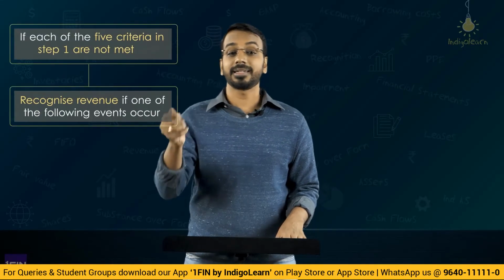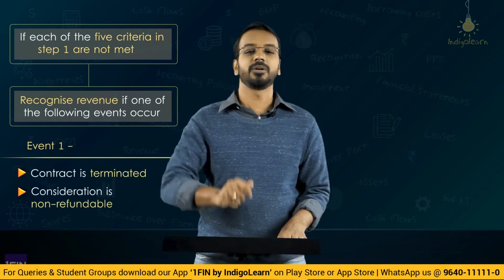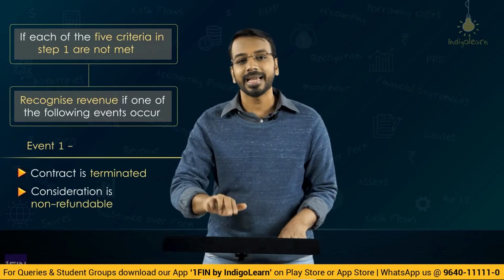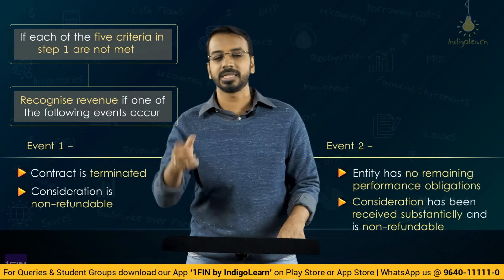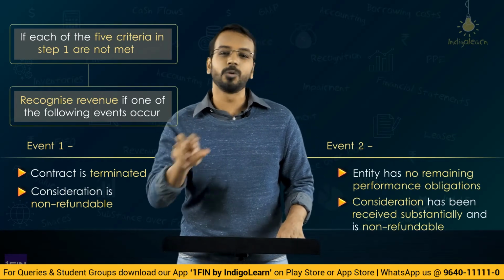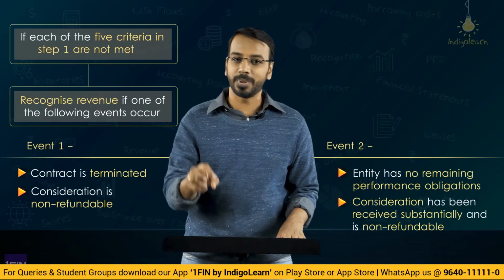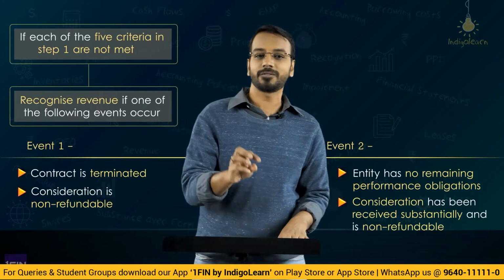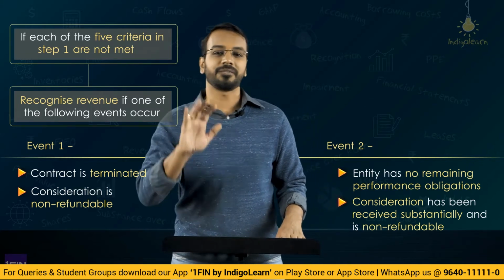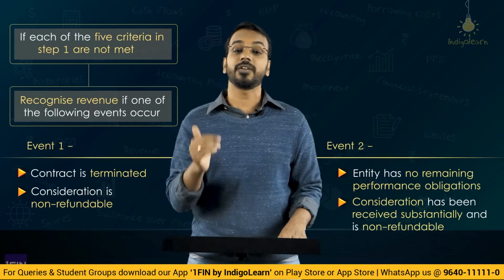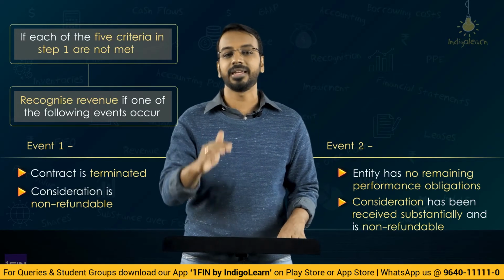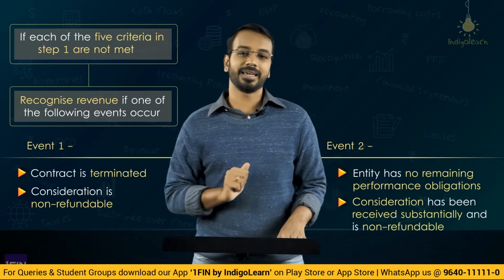Now here what you need to understand is, if any of the criteria under step 1 are not met, meaning to say the gateway itself has failed, the gateway is not yet opened, even then an entity can recognize revenue if the contract is cancelled and the amount received from the customer is non-refundable, or the entity has performed its obligation of transfer of goods and services, it has no further obligation to transfer any more goods and services, and the customer has paid all or substantially all of the amount to the entity and this amount paid is non-refundable. In these two cases, even if any of the criteria under step 1 are not satisfied, the entity can recognize revenue.